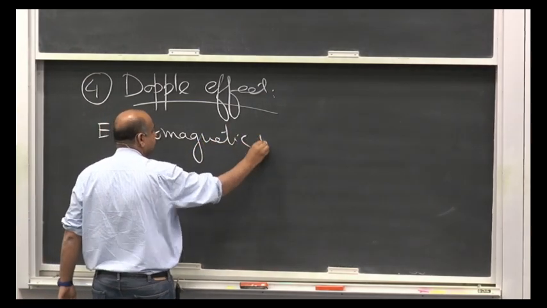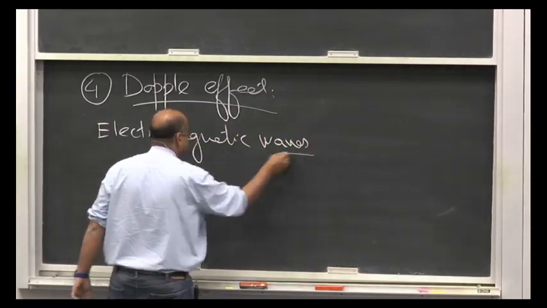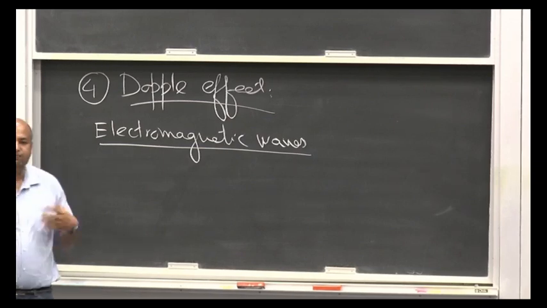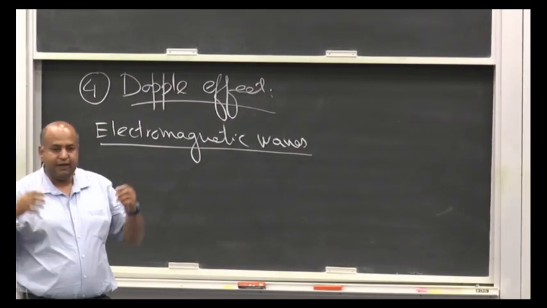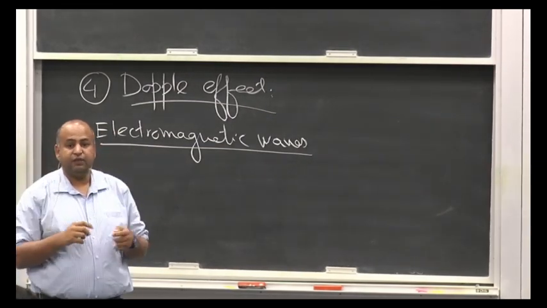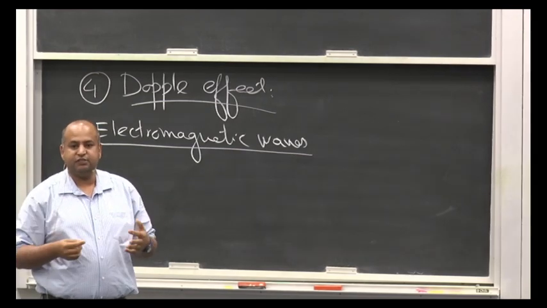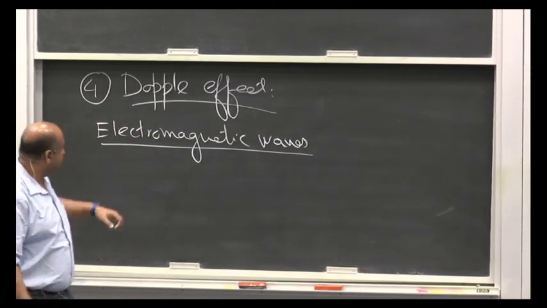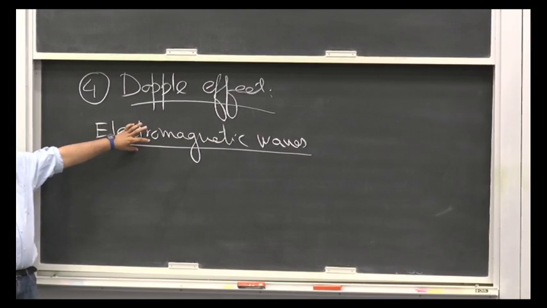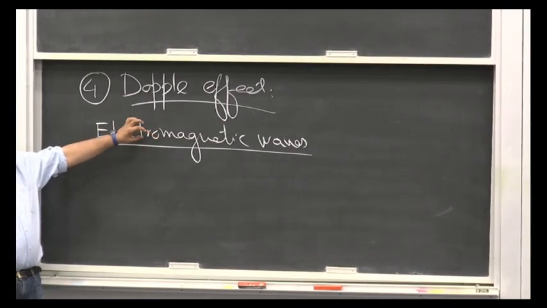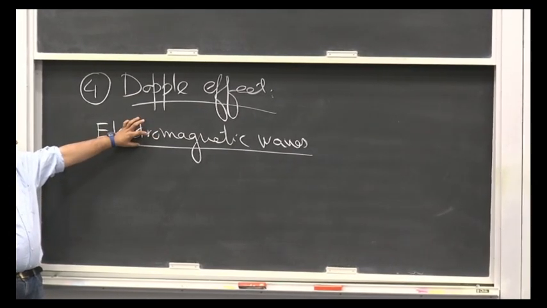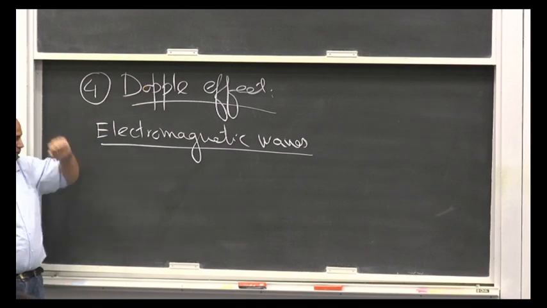Electromagnetic waves are the oscillations of electric and magnetic field, and light is an electromagnetic wave in many situations. That's how it behaves. So let's study the electromagnetic waves in general briefly. And once we develop some conception of waves, I will come back to this Doppler effect.